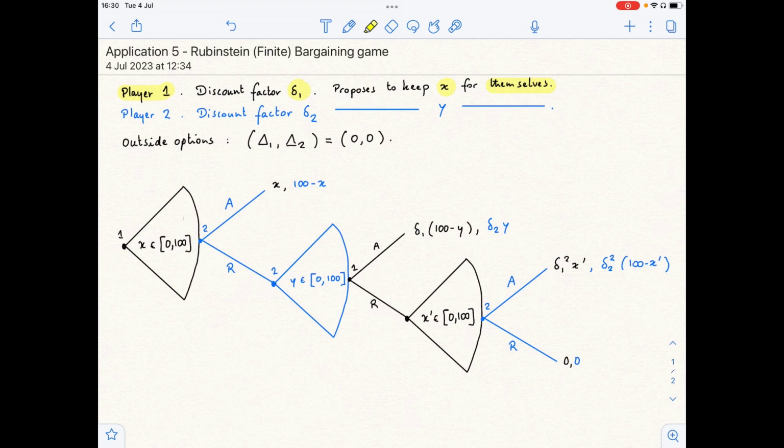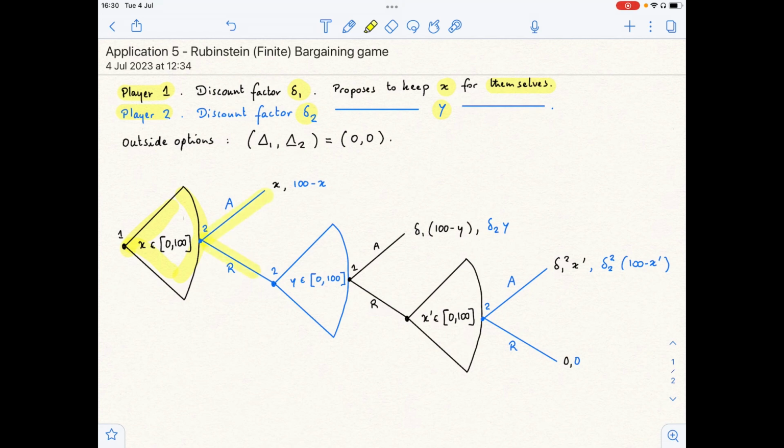And then player 2, which is represented in blue in the game below, has a discount factor of delta 2, and they will propose to keep Y for themselves. And so if player 2 proposes to get Y, player 1 gets 100 minus Y. And so the structure of the game is the following. First, player 1 proposes. Here they propose any division of the $100 bill. Then player 2 gets to accept or reject.